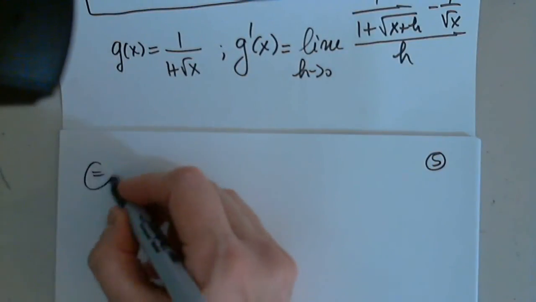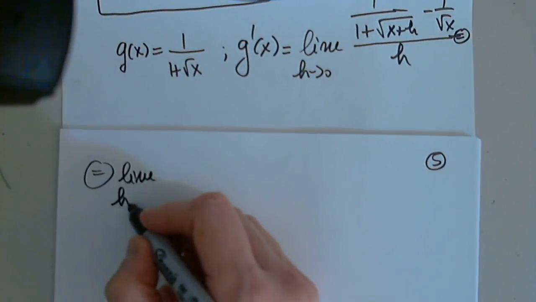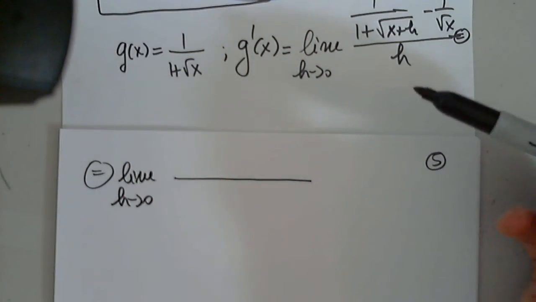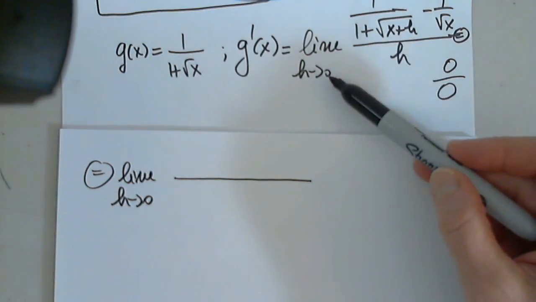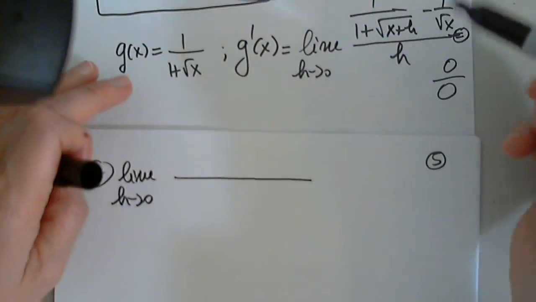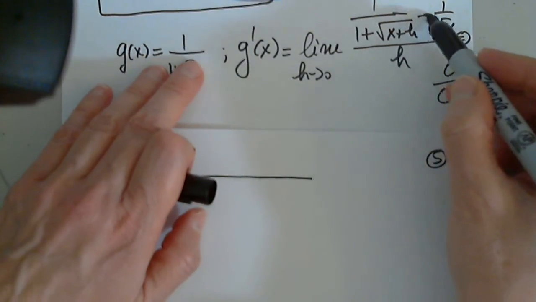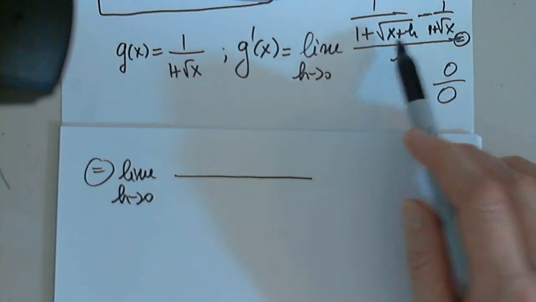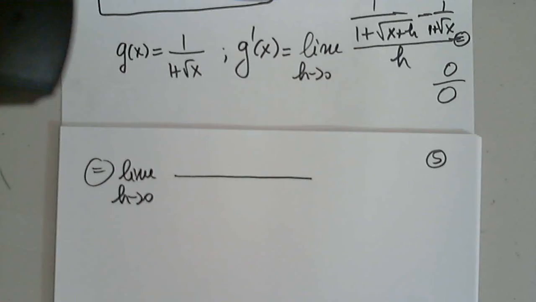So what do we do next? So limit as h approaches 0. At this point, if we plug it in, we're going to get 0 over 0, of course. There is no discussion there. When you plug in 0, I'm sorry, 1 plus here. So when you plug in 0, then you get 1 over 1 plus the square root of x, minus 1 over 1 plus the square root of x is 0 over 0, clearly 0 over 0.